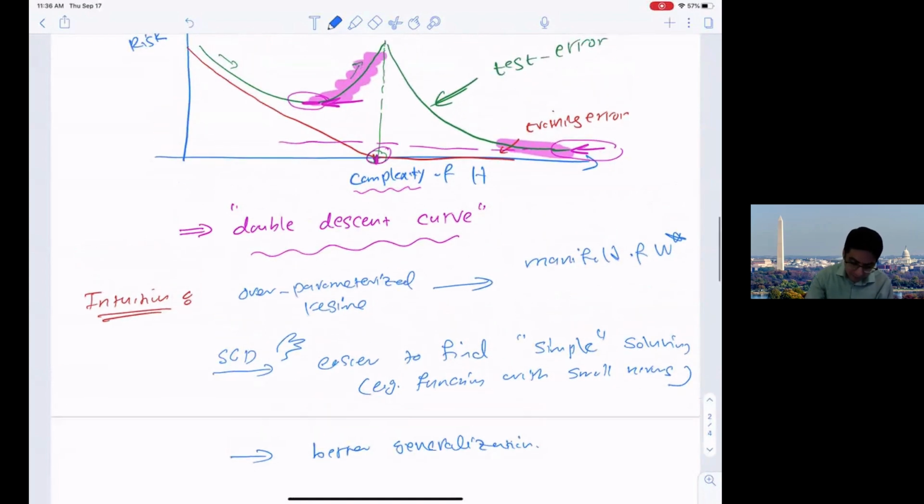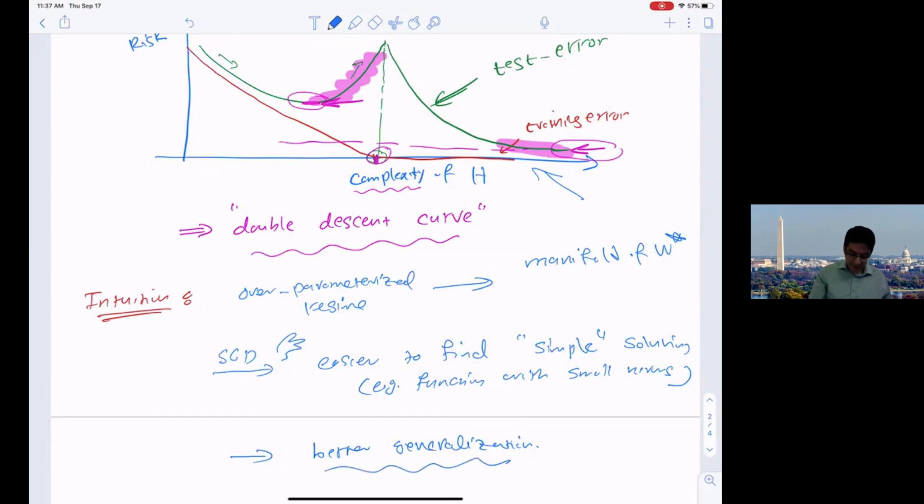Here you have infinitely many functions that you can pick from, so you have a lot of flexibility. And when you're running SGD, there may be some implicit bias, so you are basically biased towards picking simple solutions. Solutions that, if you look at the L2 norm or some norm of your parameters or some norms in the function space, will be smaller than some other solutions, and that will lead to better generalization.